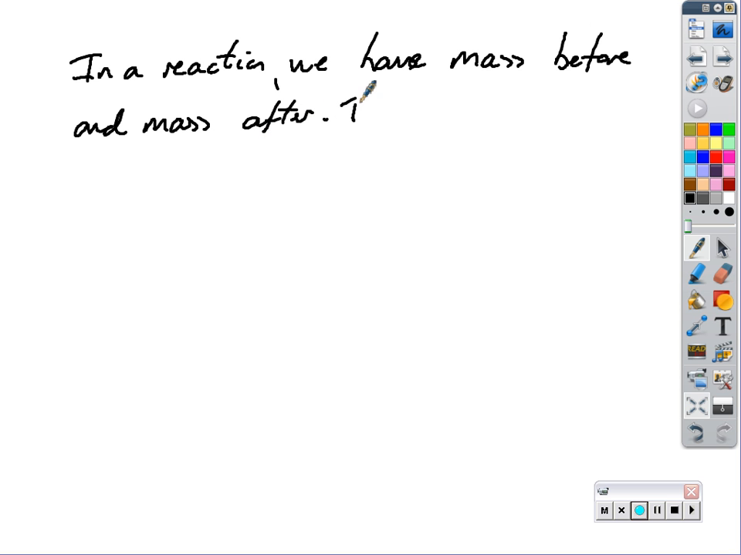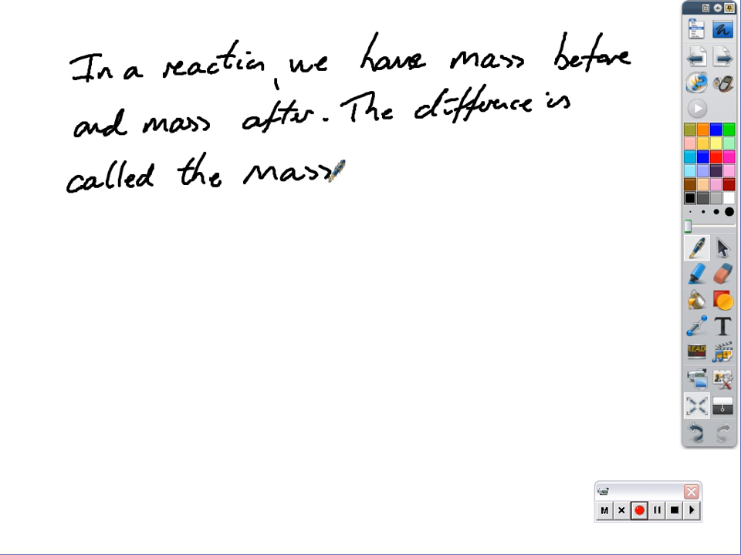The difference is called the mass defect. Just remember that, the mass defect. If I can just get the spelling right. Defect.